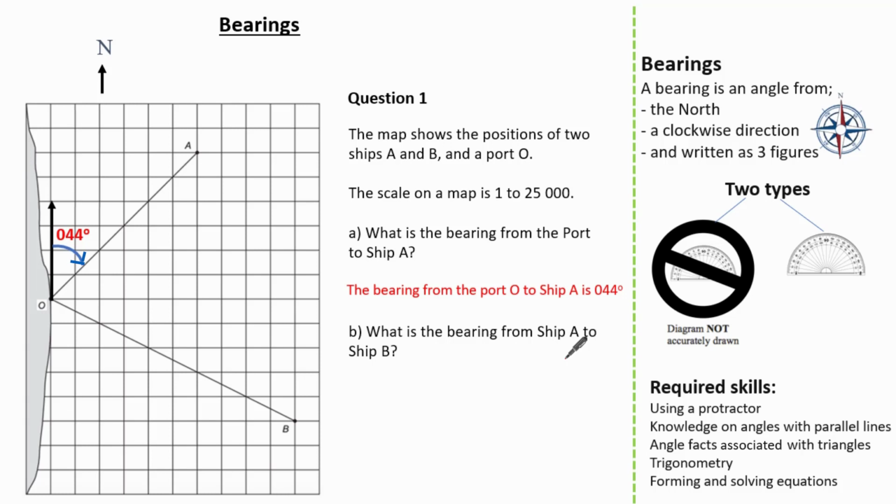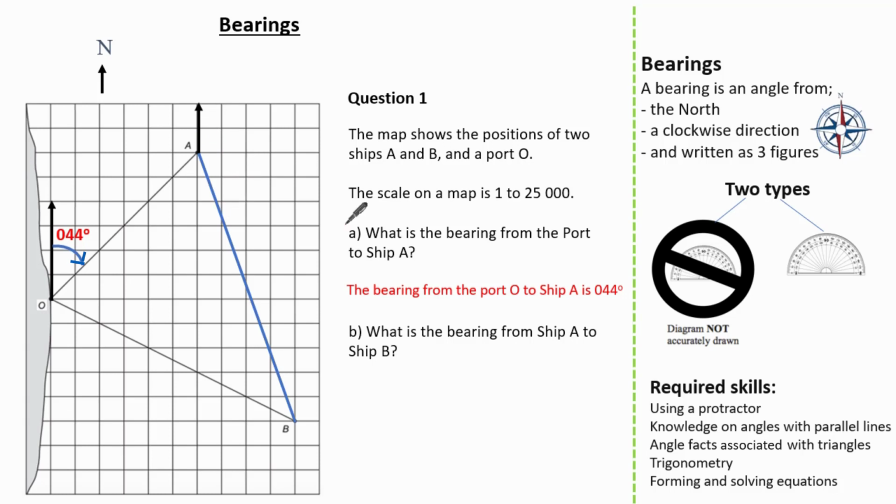Reading the question, we need to start from ship A. So let's apply our knowledge of bearings and identify the north from ship A. The question wants us to go to ship B. So identifying our length, it's clear that we need to find this angle as it is in the clockwise direction from our north from ship A to ship B.